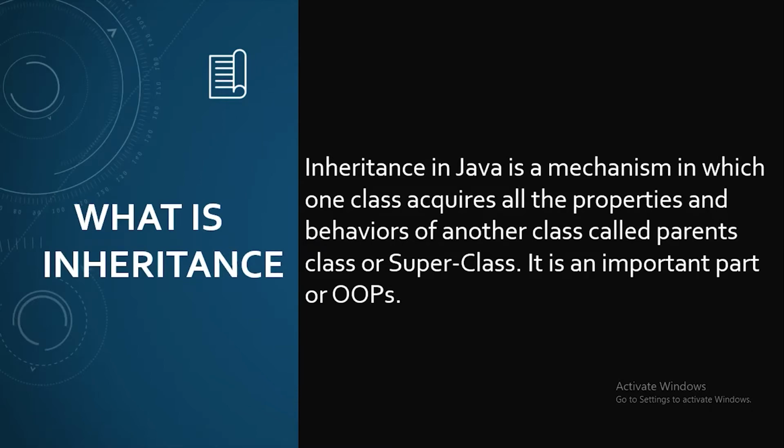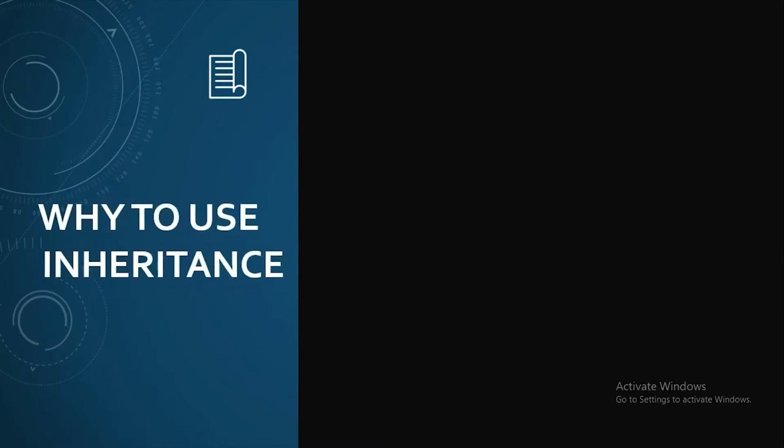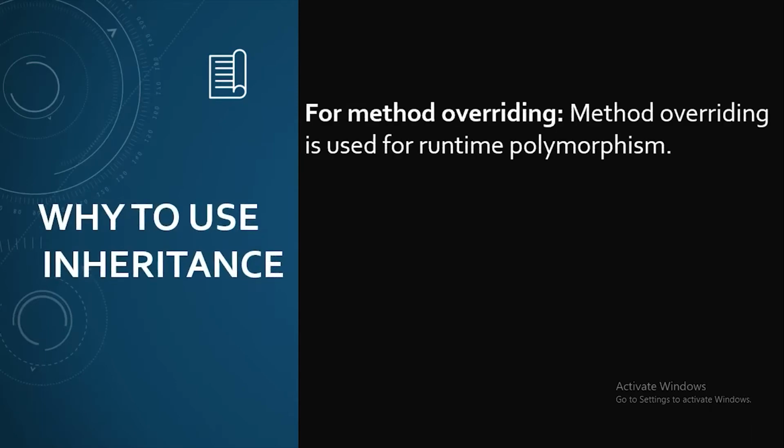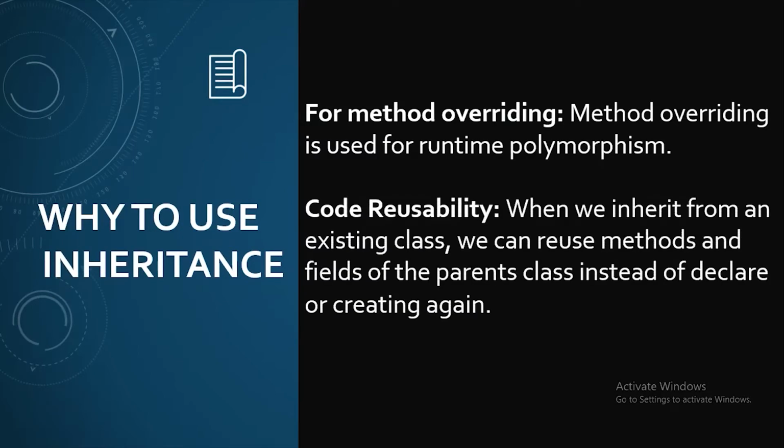Now let's see why inheritance is so important in Java. Why do we use Java inheritance? It is important for method overriding, and method overriding is used to achieve runtime polymorphism. The next is code reusability, which is the main important part. When we inherit from an existing class, we can reuse the methods and fields of a parent class instead of declaring or creating them again and again.